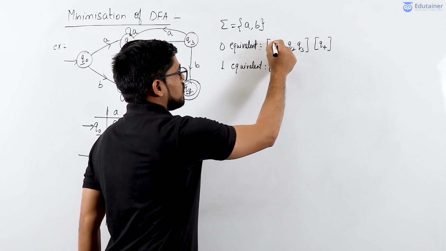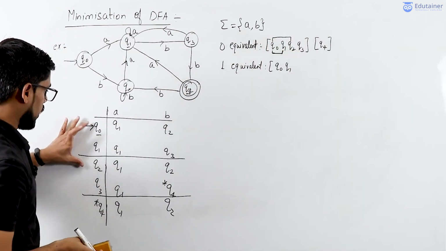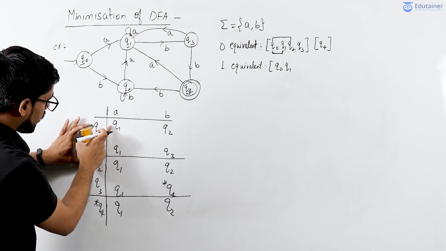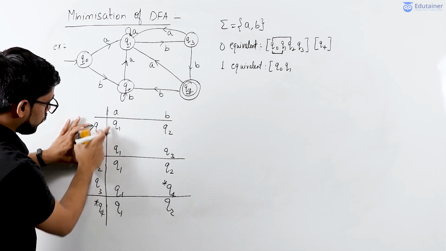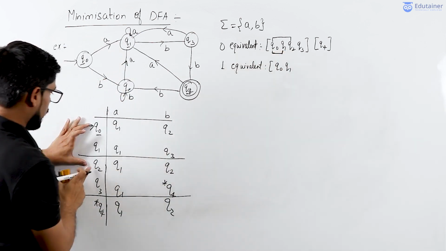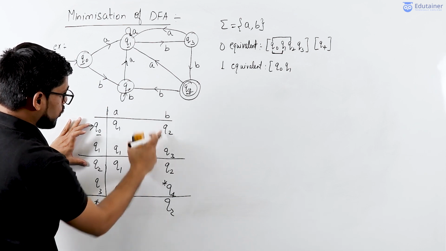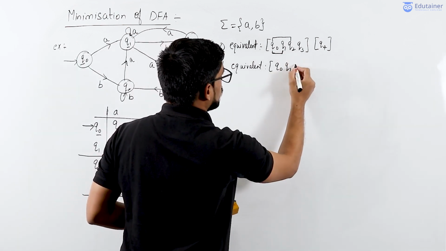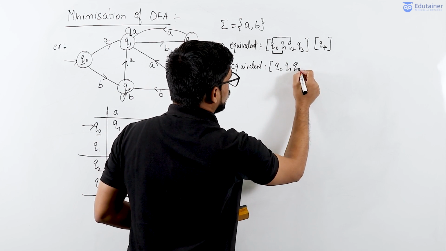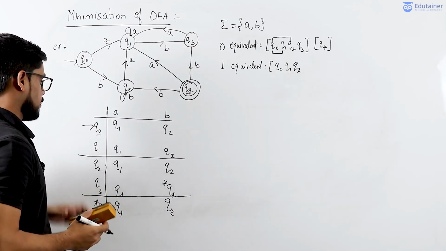Now consider Q0 and Q2. Q0 and Q2 on small a will go to Q1, which is in the same box, and on small b will go to Q2, which is also in the same box. So definitely Q0 and Q2 will come together in the one equivalence set.